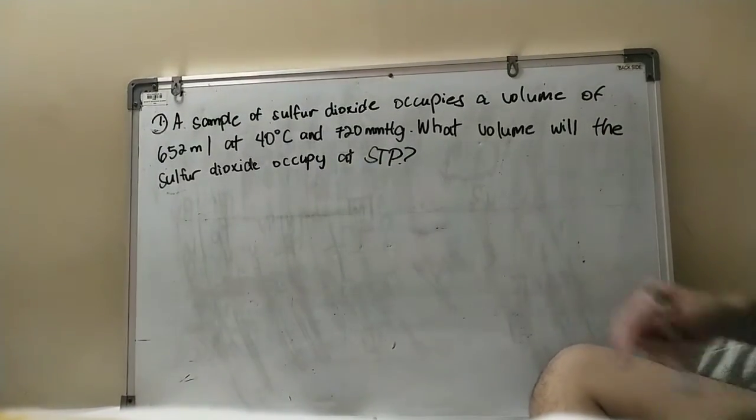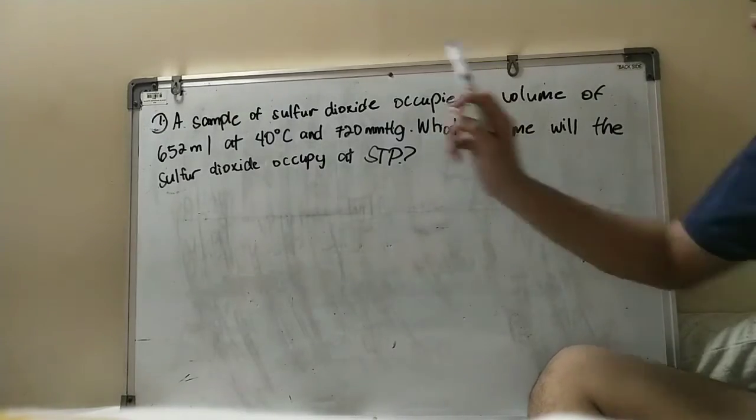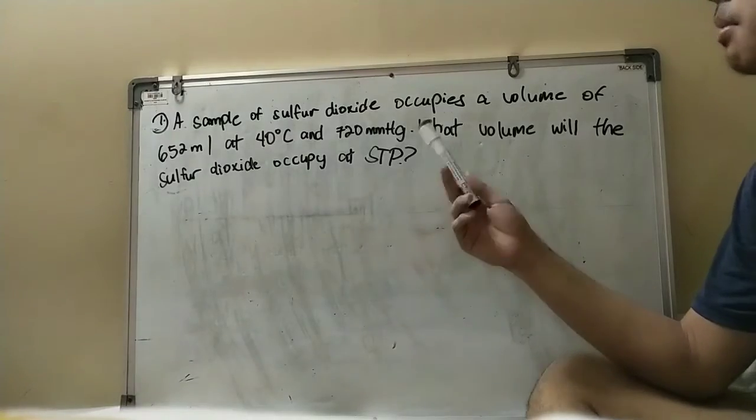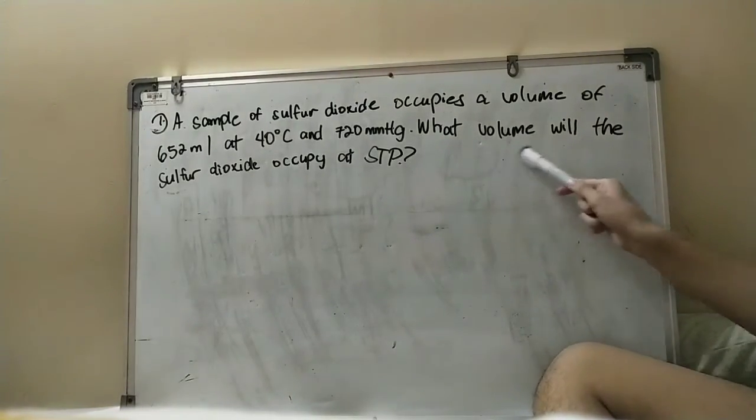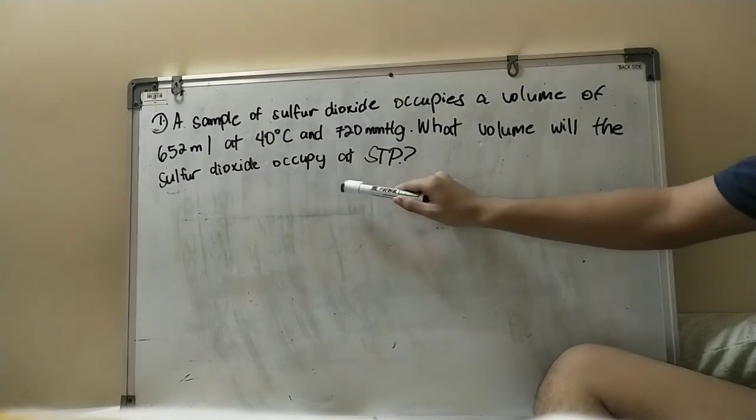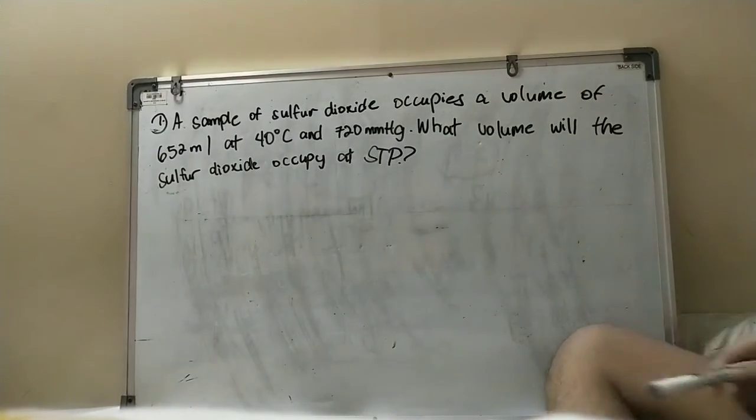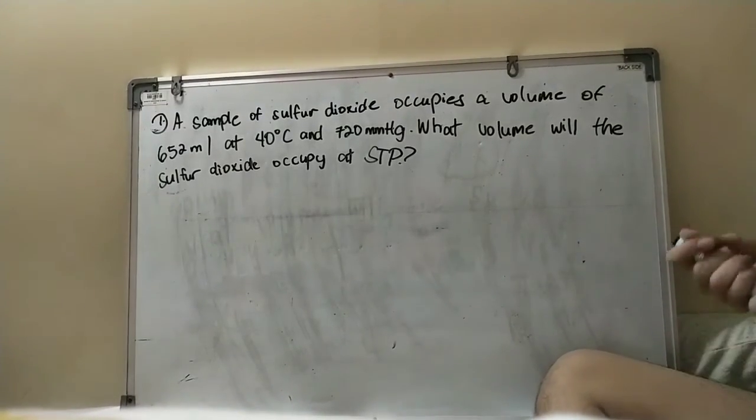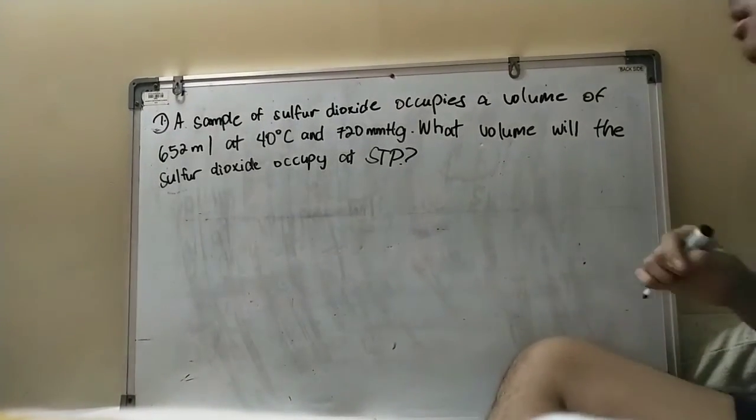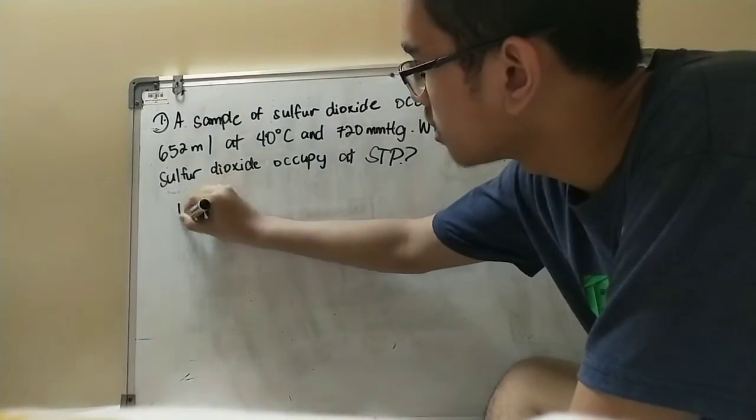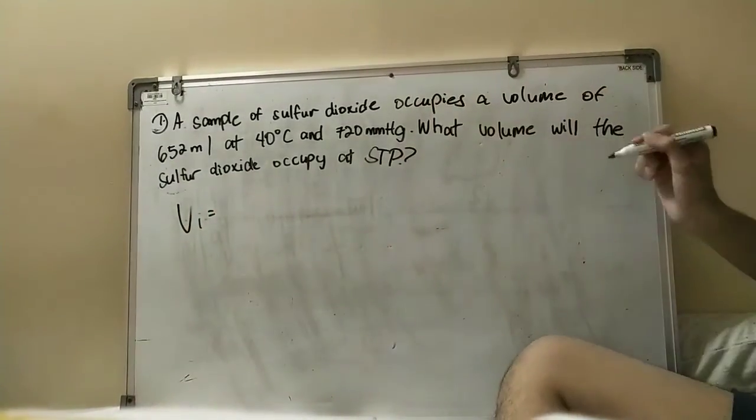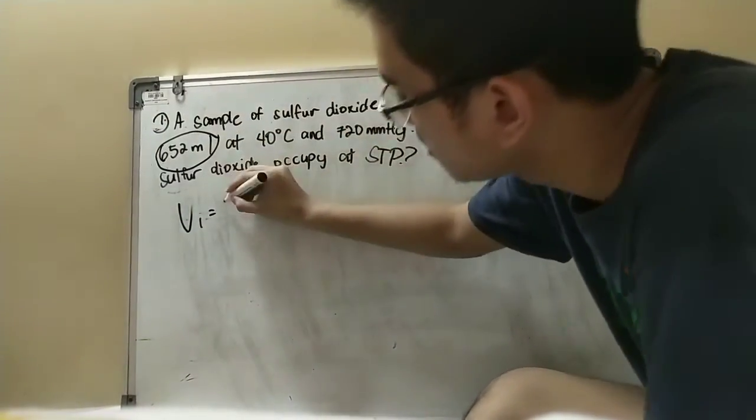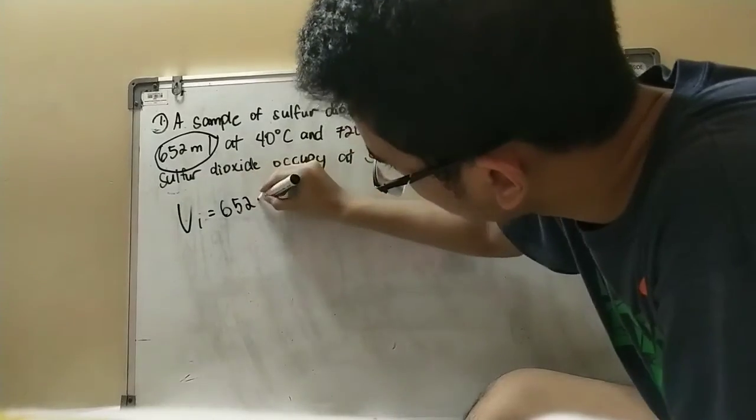A sample of sulfur dioxide occupies a volume of 652 milliliters at 40 degrees Celsius and 720 mmHg. What volume will the sulfur dioxide occupy at standard temperature and pressure? Now, what I like to do when solving equations is to first identify all the values. So, our volume 1, or our first value of the volume, is 652 milliliters.